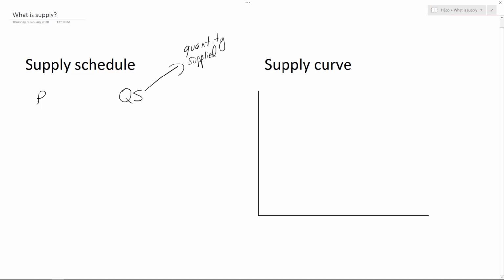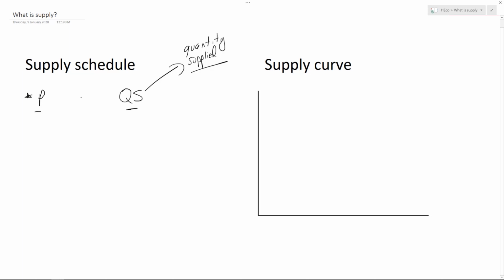So QS is just an abbreviation for quantity supplied, how much the firm is willing to supply at each of the prices we're going to list below. I really hate the way that P looks. Okay, so we've got price and we've got quantity supplied. So the supply schedule is all about setting out, for the prices, how much a firm is willing to supply.